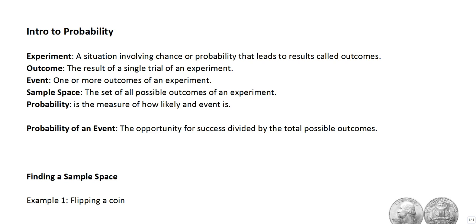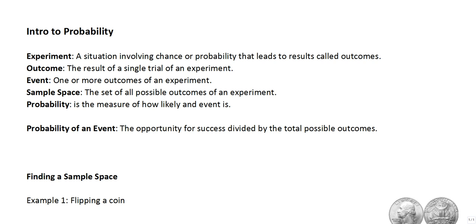So that would be like you're flipping coins. Flipping coins is one of the events that you are doing. Now, a sample space is the set of all possible outcomes of an experiment. Now, that's going to be where we find our probability. We need to know the total amount of options that are possible. That's known as our sample space. Okay, and probability is the measure of how likely an event is. So we'll talk about all of that.